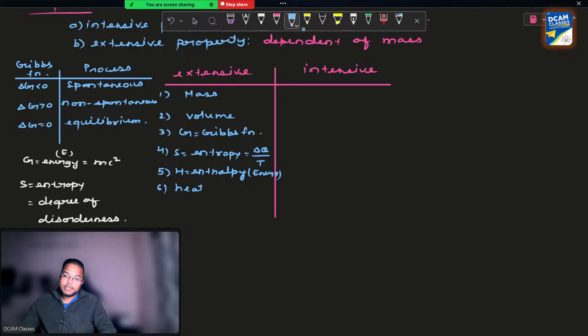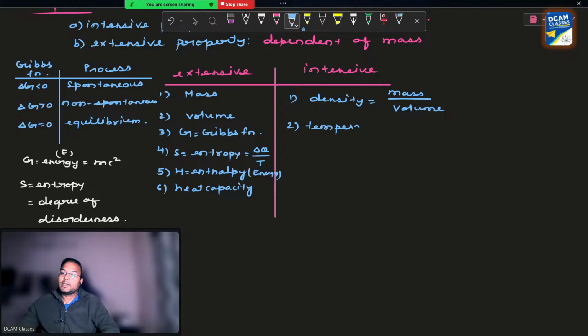Next is heat capacity, that you will be learning in heat and mass transfer. These are extensive things. Now coming to intensive, first is density. Now you must be thinking, sir, density is mass per unit volume. Why is it independent of mass? Since I said mass and volume both are extensive, and density is mass by volume, you divide it, both cancel each other, so it becomes intensive. That's why.